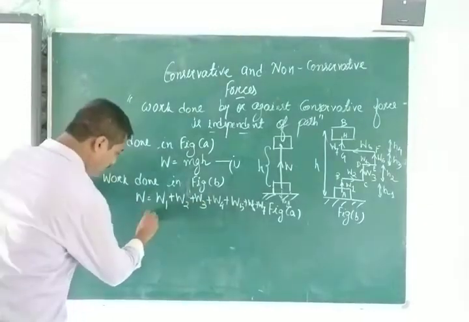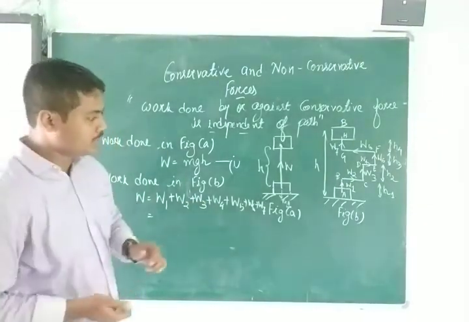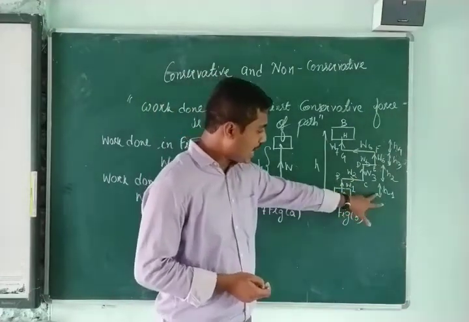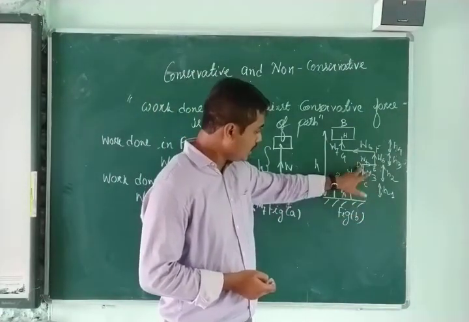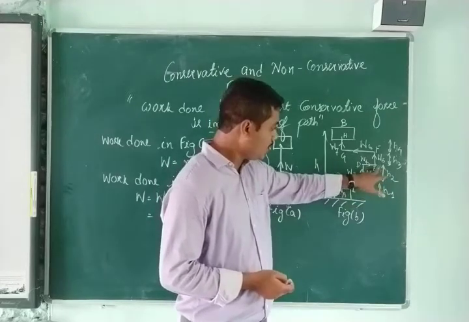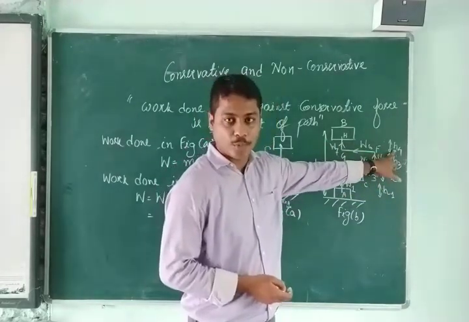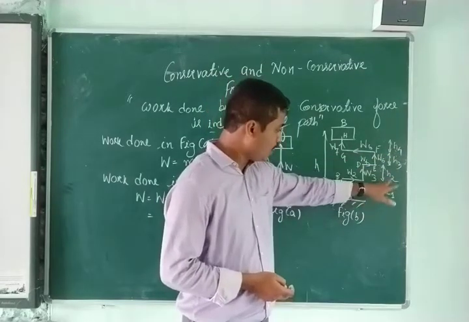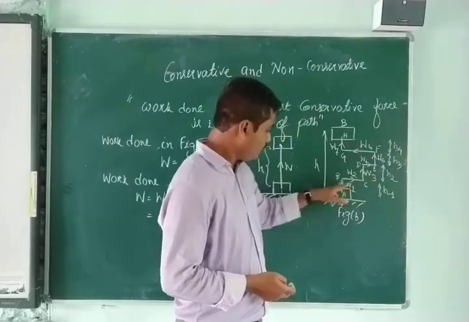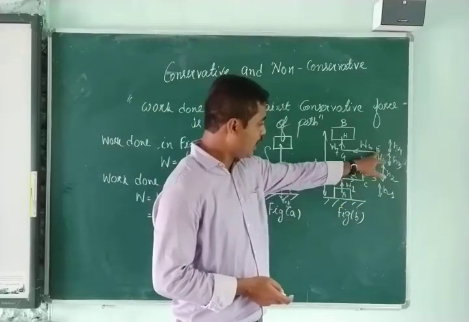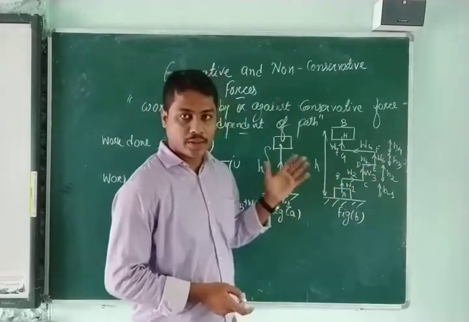If I go on adding them, firstly, as I have written at the side of the diagram, from A to B the height is h1, C to D the height is h2, E to F the height is h3, and G to H the height is h4. From B to C there is no height, D to E there is no height, and F to G there is no height.